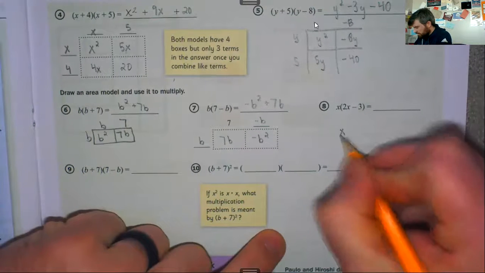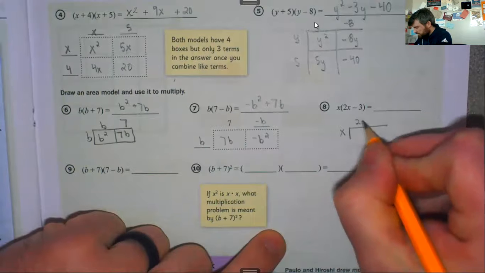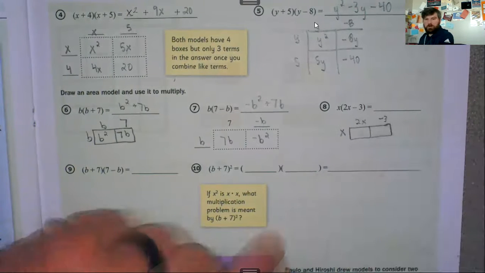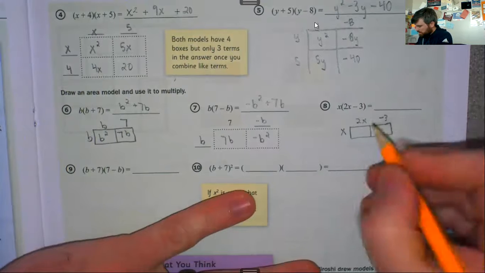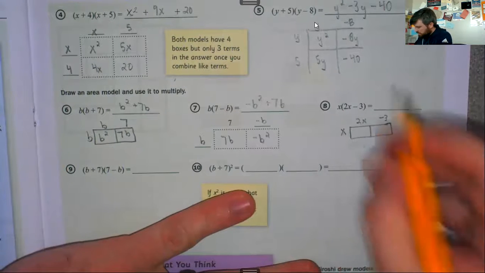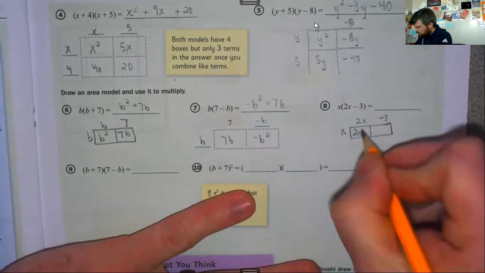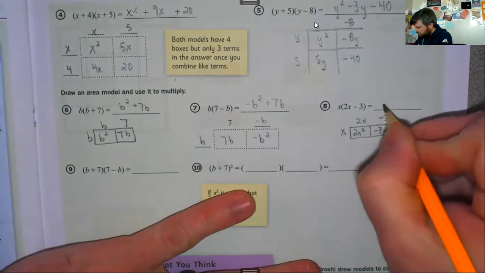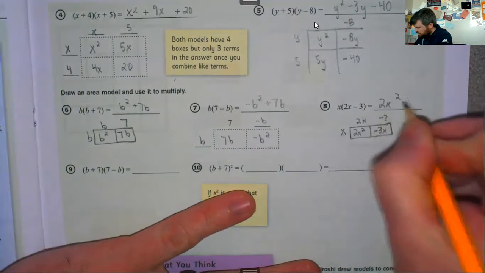So x, 2x minus 3. And again, these are the things later on you're going to visualize maybe in your head. So you have x times 2x, 2x squared. X times negative 3 is negative 3x. So you get 2x squared minus 3x.